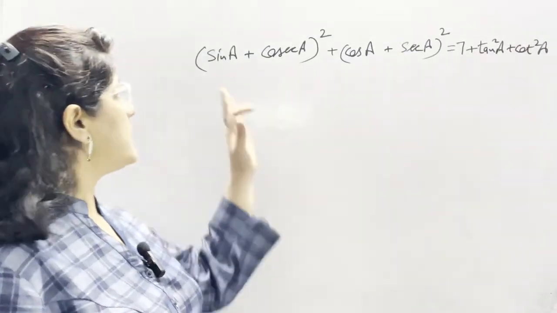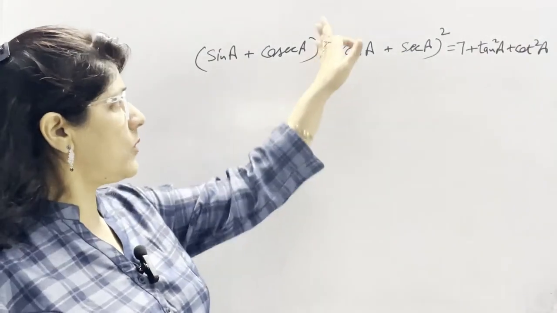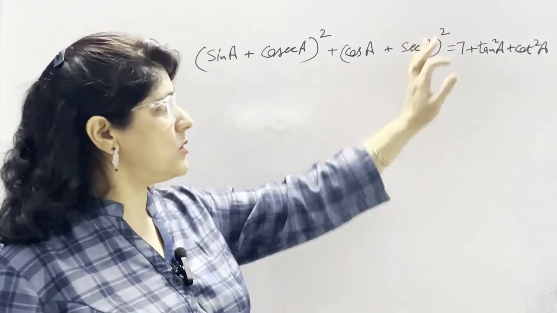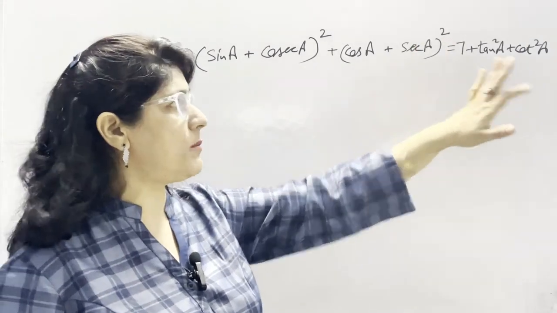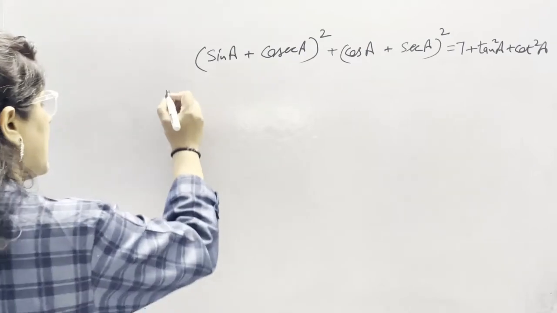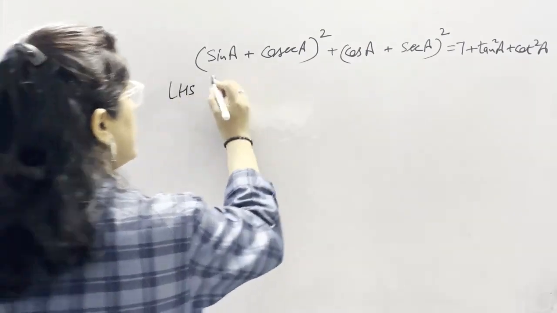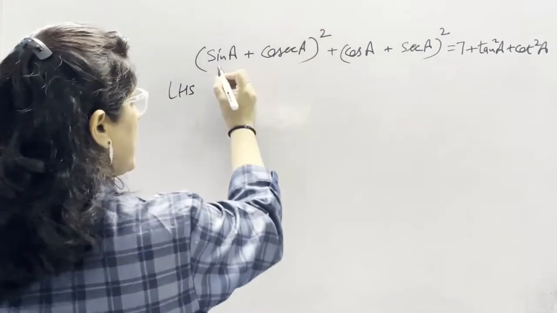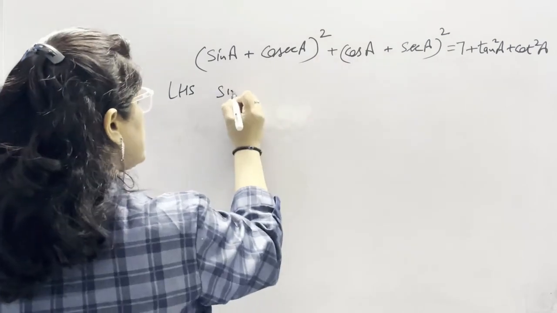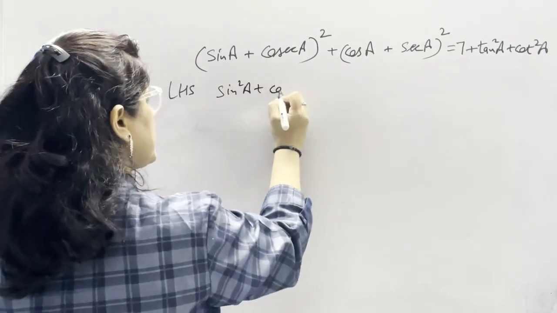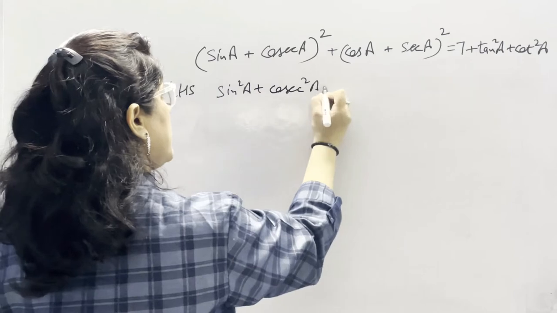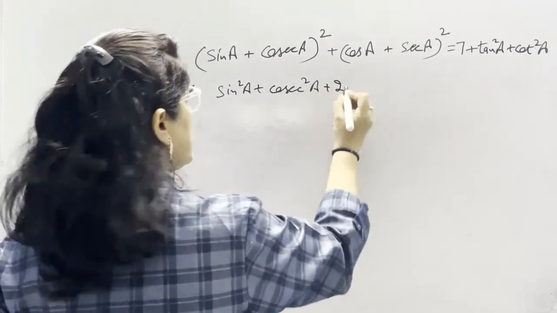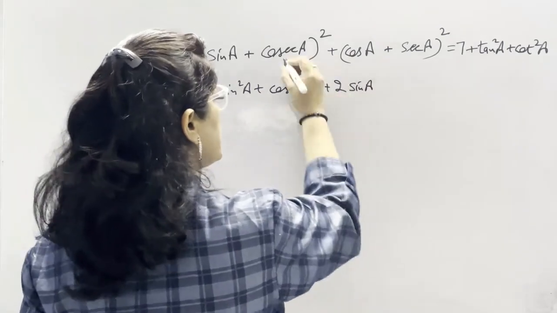Our next question is (sin A plus cosec A) whole square plus (cos A plus sec A) whole square is equal to 7 plus tan square A plus cot square A. We will start with LHS. Sin A plus cosec A whole square, A plus B whole square, it means A square plus B square plus 2AB. A is sin A and B is cosec A.